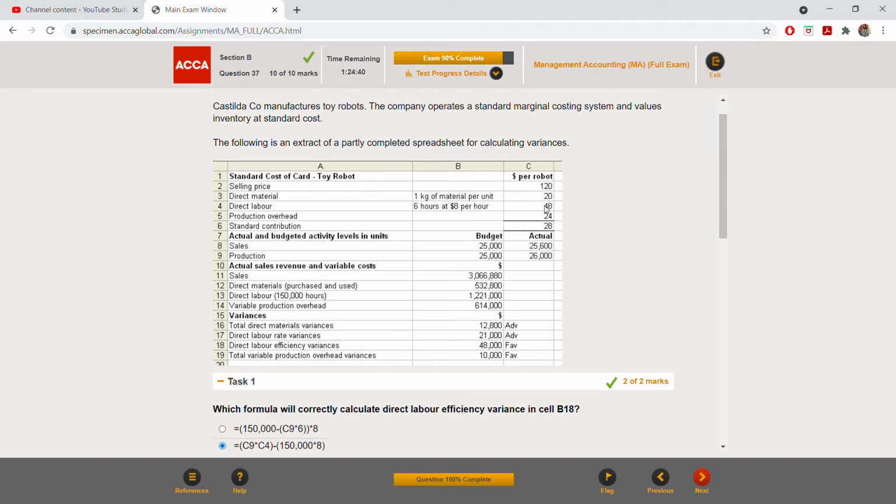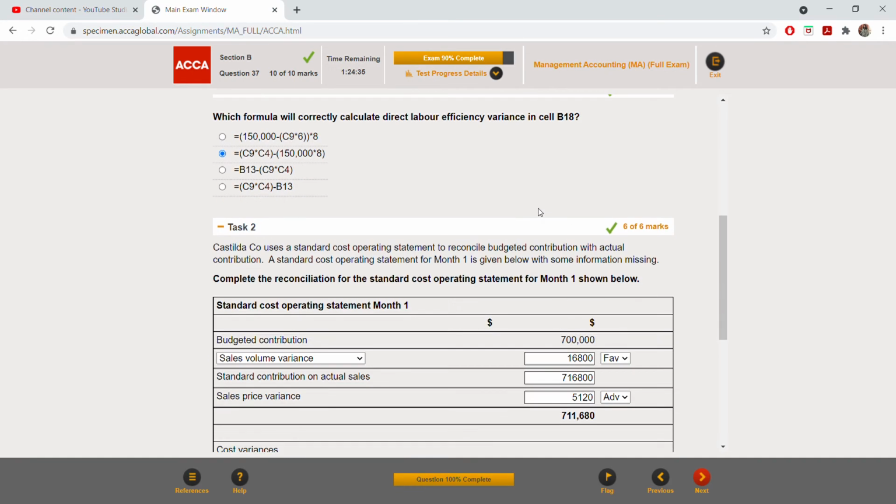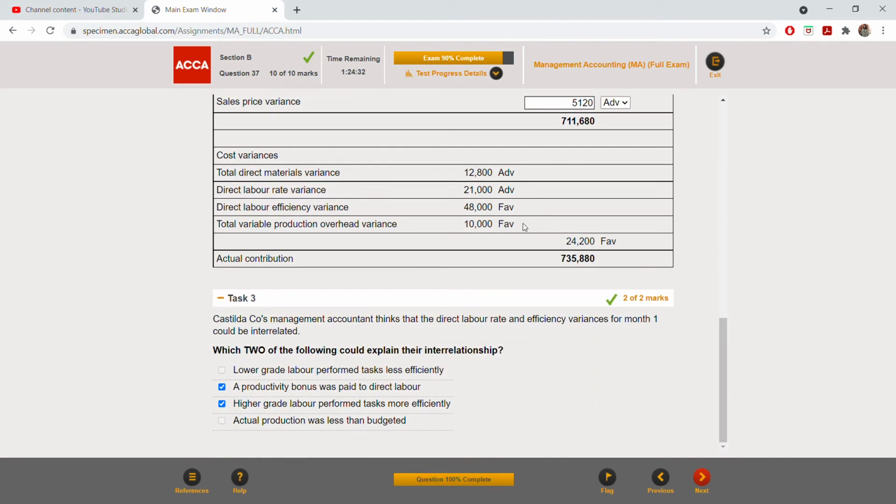It is 48. The standard. Okay, you have not been given the actual, and efficiency variances. What's happening to the, you can see the variance from here. If you can see, is it material or is it labor? It's labor. So it is adverse. Okay, total direct labor rate variance, this is adverse. But when you are coming to the efficiency, it is favorable.